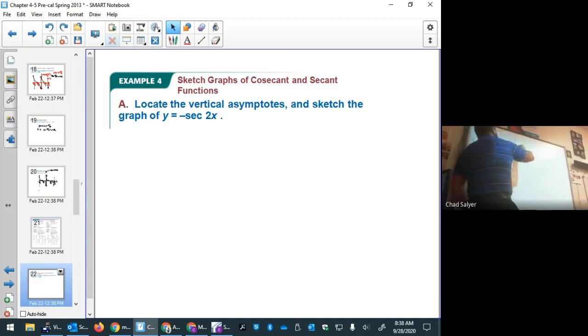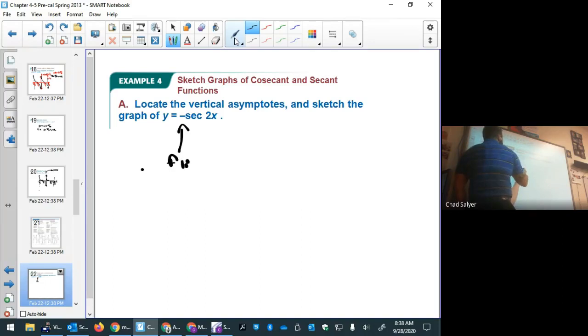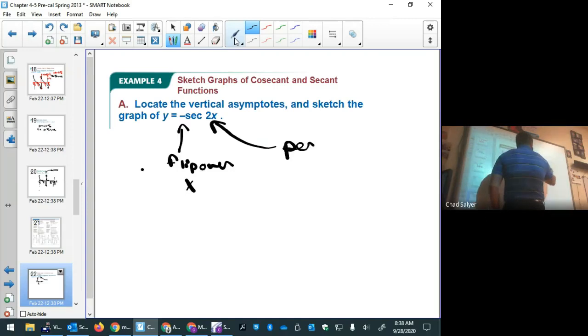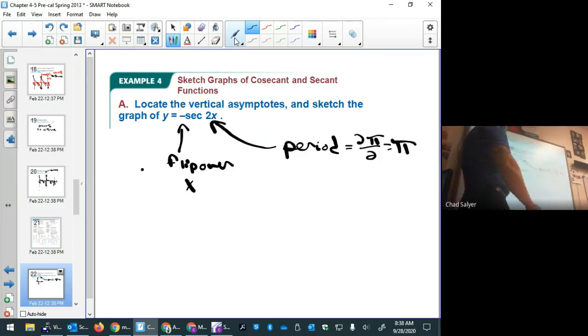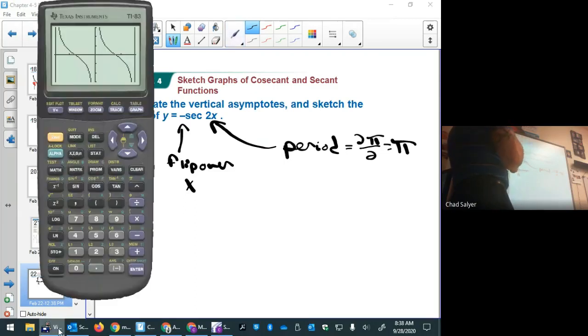I've got the negative secant of 2x, so this is going to flip over the x, and this is going to change my period to be 2 pi over 2, or just pi. So what previously happened in between negative 2 pi and 2 pi is now going to happen between negative pi and pi. We use the calculator to graph this one, because once we get into these more complex expressions, it's pretty time consuming. So this is 1 over the cosine.